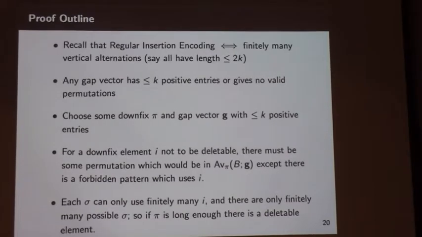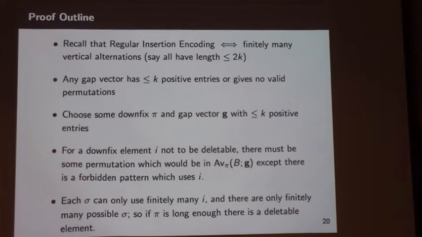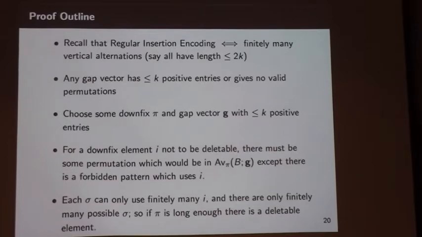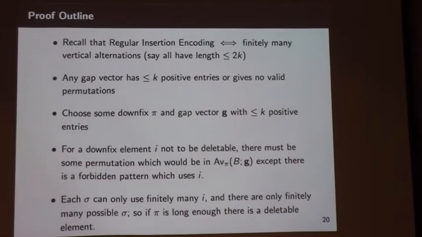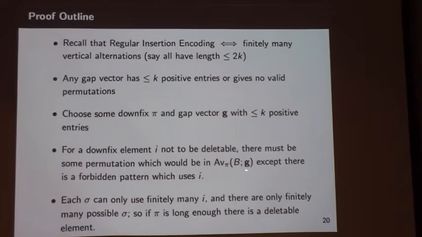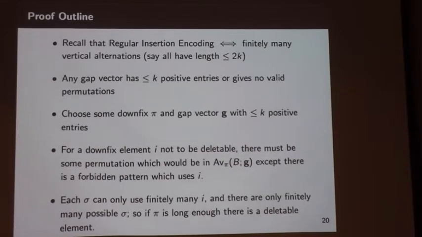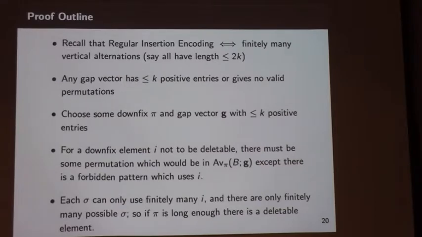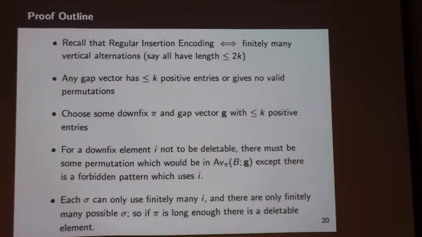So that means that we can choose some downfix and some gap vector, and we can just assume that the gap vector doesn't have very many positive entries. We can assume that the gap vector has only k positive entries. Now, in order for a downfix element not to be deletable, there has to be a permutation which we say witnesses it. And to witness a downfix element means that you're a permutation and you would have been in this class. You have the right downfix, you have the right gap vector, except there's some forbidden pattern in you that uses I. And when you delete that I, you no longer contain any forbidden subpatterns.